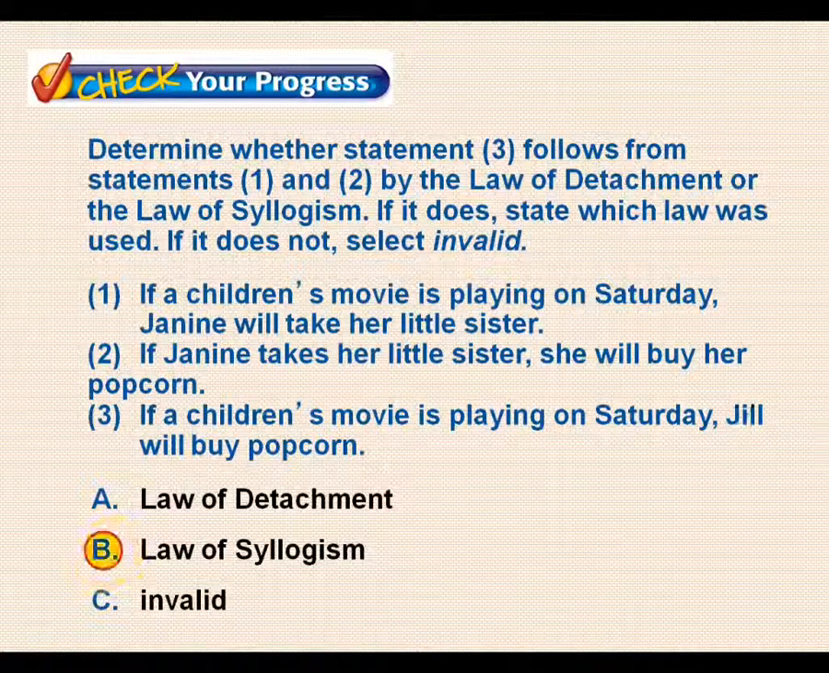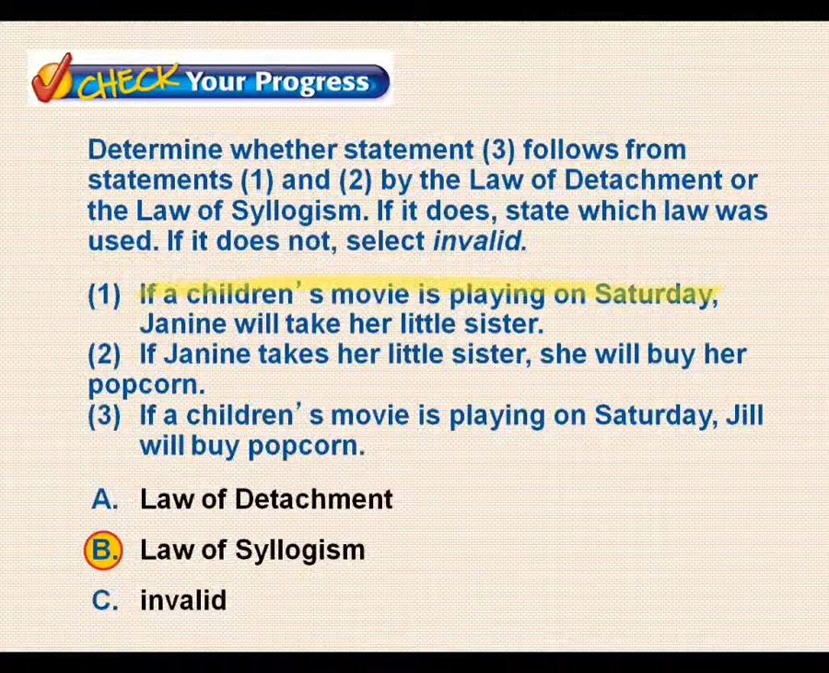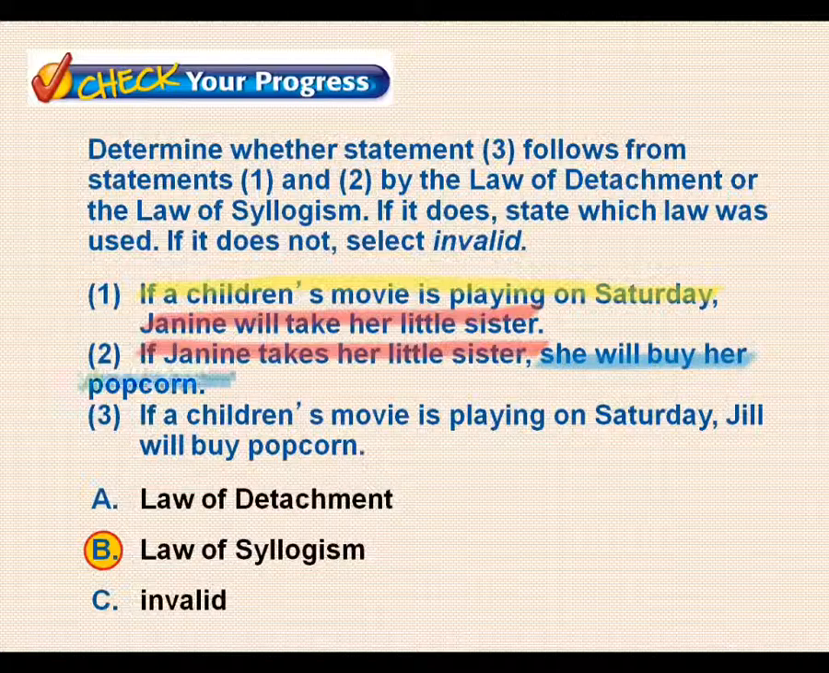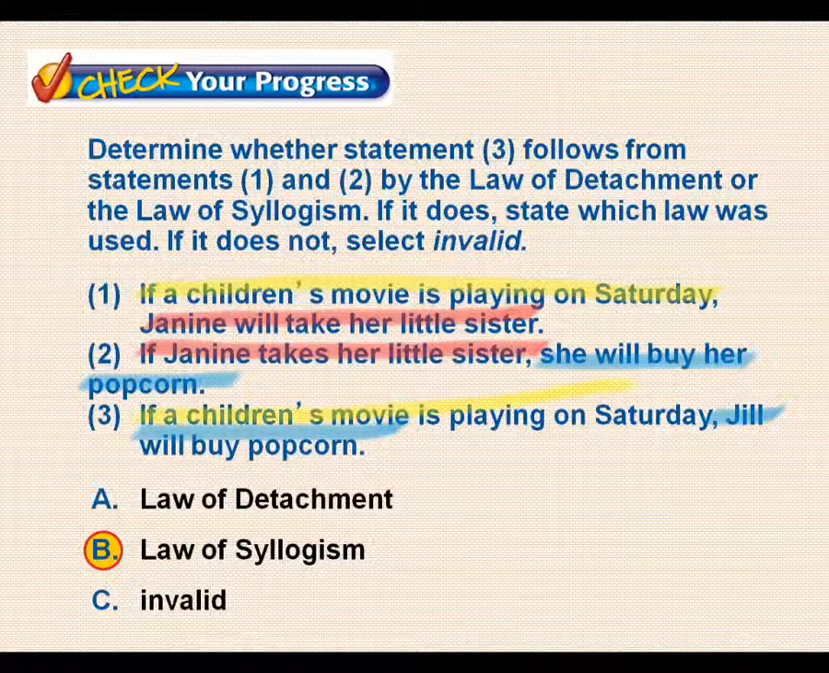Okay. Because I have if P, then Q. If Q, then R. And if P, then R. Okay, that is law of syllogism. Good.